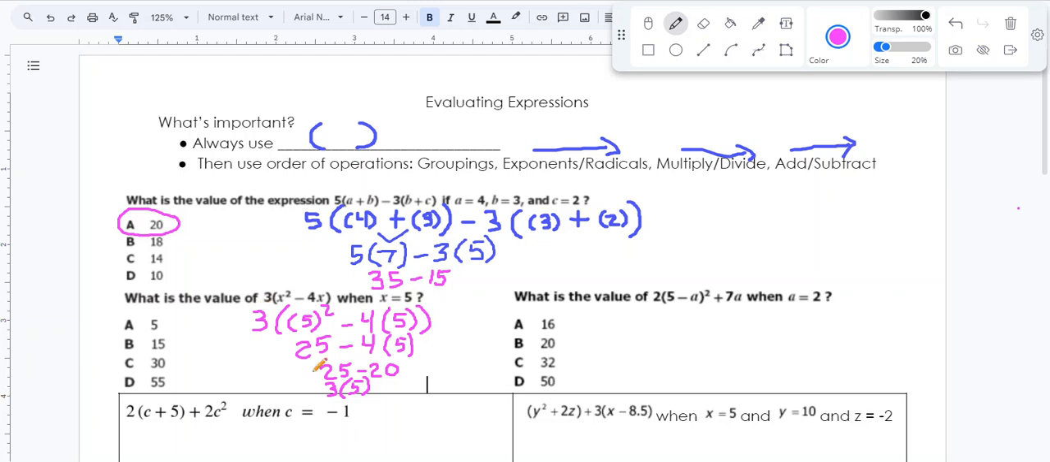I still have this 3 on the outside I can't forget about, so I brought it down here. So remember, when a number's touching a parentheses, that means multiply. So 3 times 5 gives me 15. That's my answer.